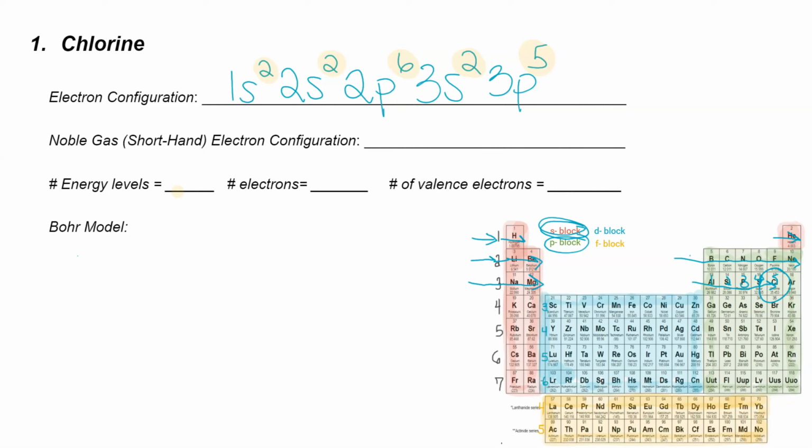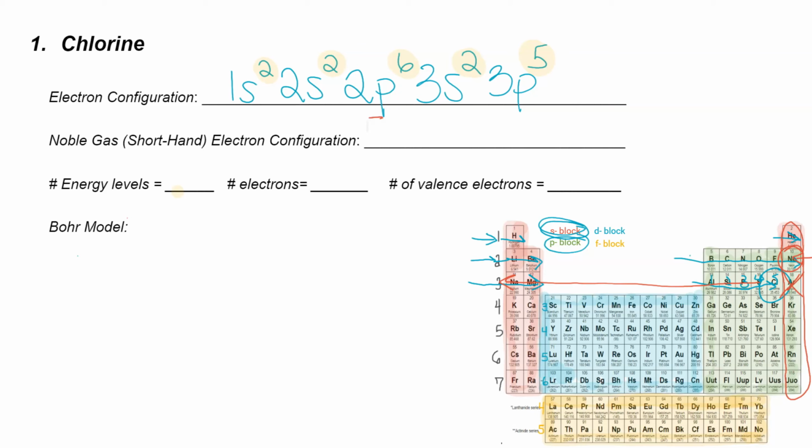Now, to write the noble gas or the shorthand electron configuration, we first need to find the noble gas that comes before chlorine. The noble gases are over here in group 18 of the periodic table. We need the noble gas that comes before chlorine, so not argon. Argon's after, it's number 18. We need to go all the way back across until we find the noble gas that comes before chlorine, which of course is neon, number 10.